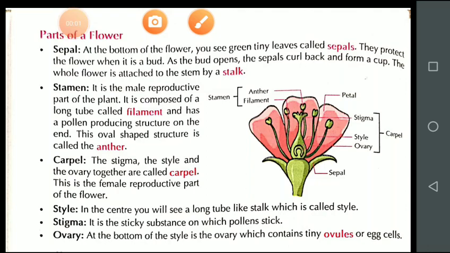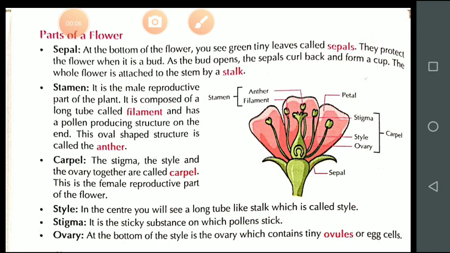Good morning, student. In my previous video, I explained the flower, the parts of a flower, and what is pollination. Now, again we do the recapitulation of the previous video, and after that I will explain the structure of a seed.